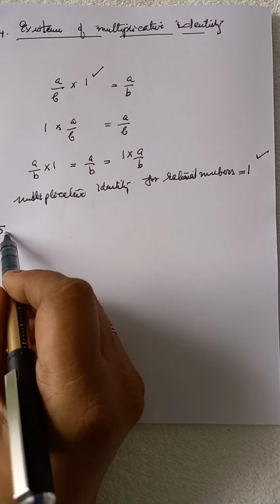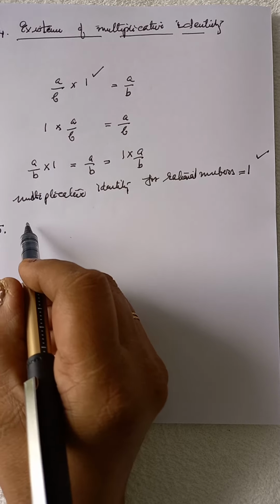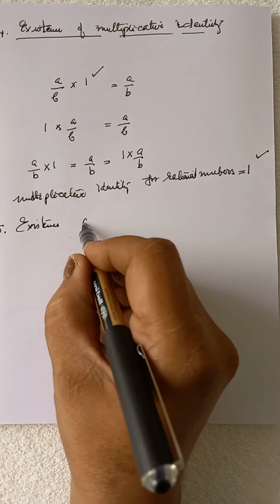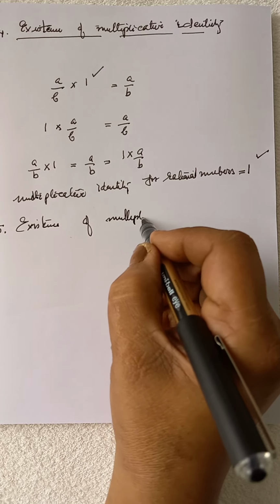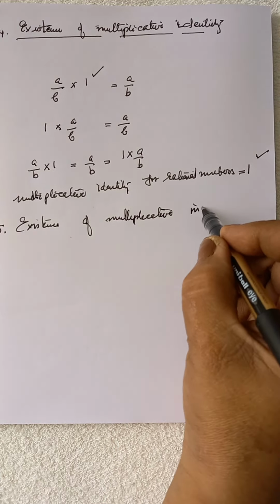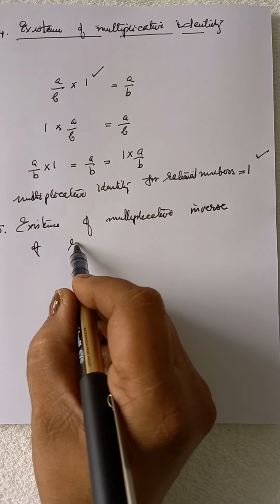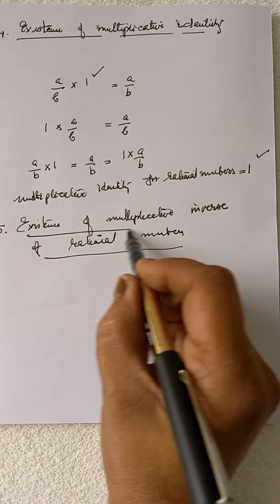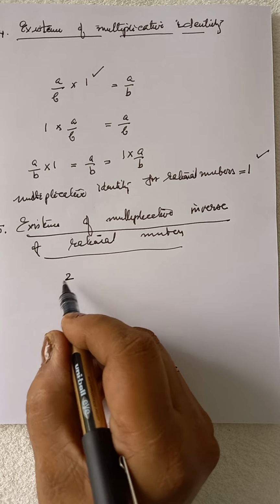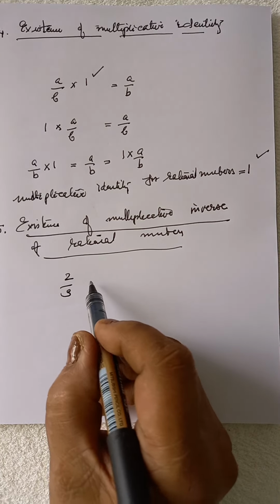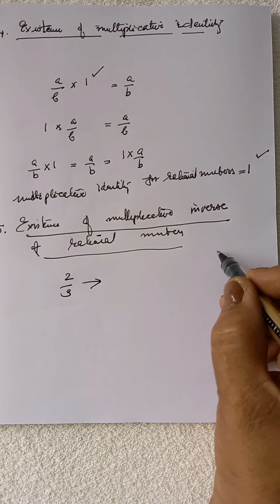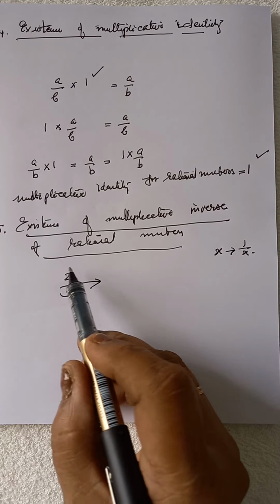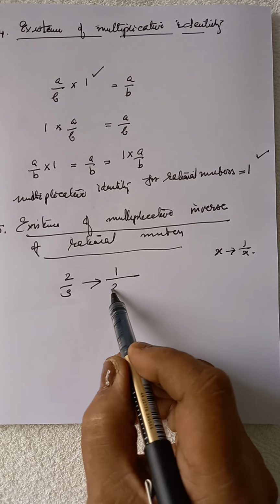Now the fifth one is existence of multiplicative inverse of rational numbers. Here we take any number, say 2 by 3, its multiplicative inverse is its reciprocal, or if you take x, its reciprocal is 1 by x. Like that, if you take the reciprocal of a rational number, that will be 1 by 2 by 3.